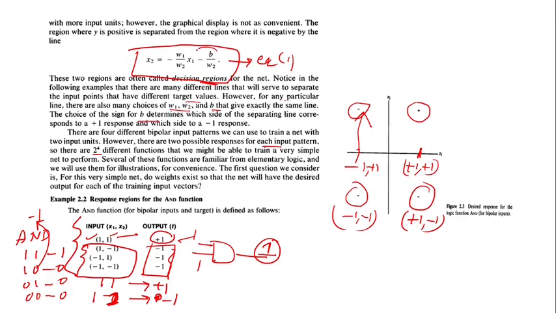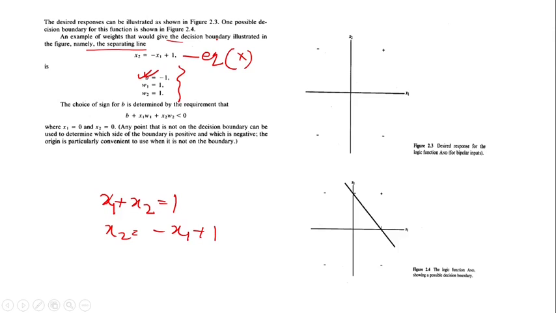Okay, this is minus 1, true, if you compare it, and W1 and W2 is plus 1. So the choice of sign of B is determined by the requirement that B plus x1 W1 plus x2 W2 is less than 0. Anyway, this equation can be written like this.